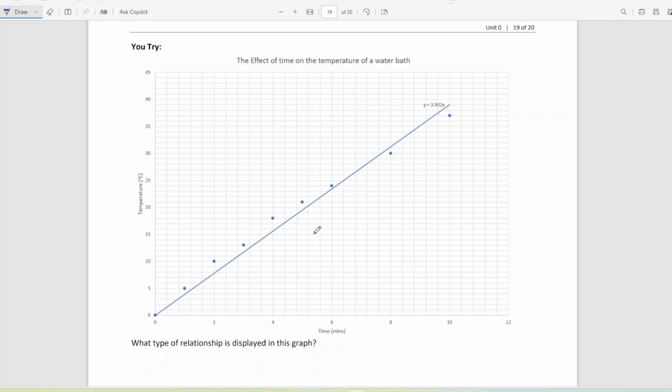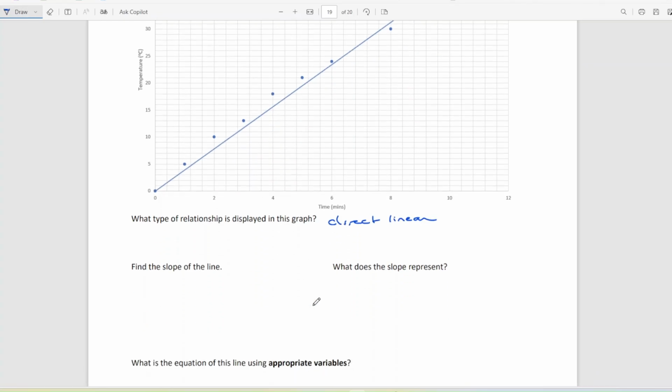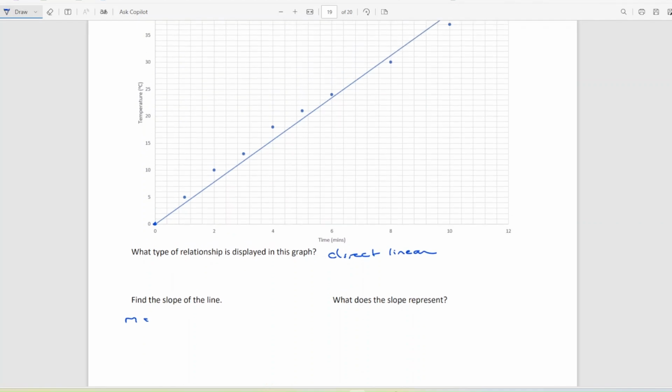Because what's happening? Well, if I look at the type of relationship displayed in this graph, it is a direct linear relationship, right? Because you can see that my data points are going up in a straight line from 0, 0. So my next job is to find the slope of this line. Again, it's going through 0, 0, so I'm going to use that as one of my data points. And then I have to find somewhere else that my graph goes through either a data point perfectly or somewhere that I can find the coordinates of.